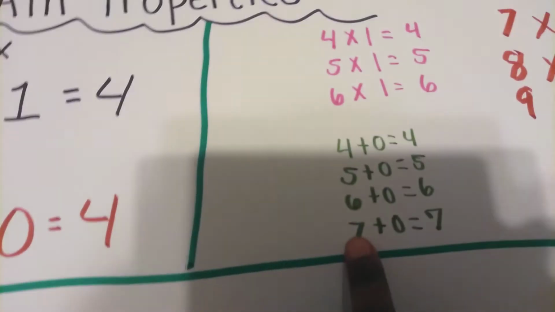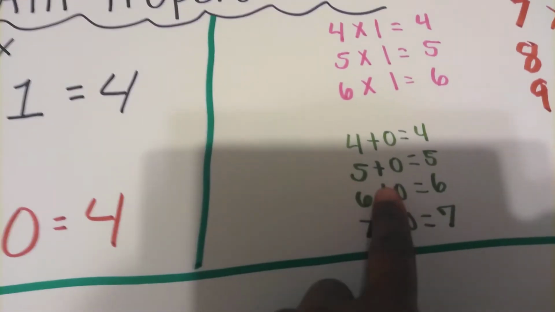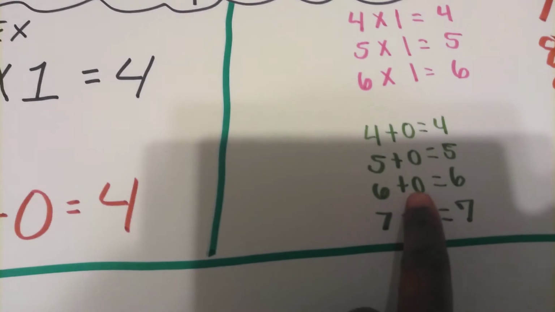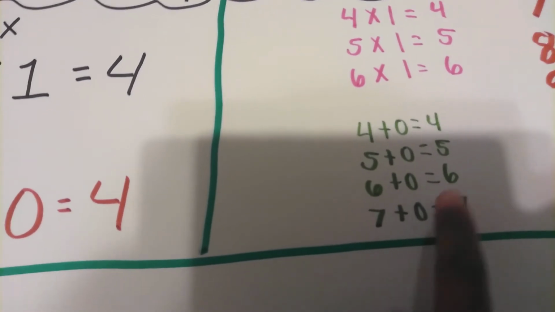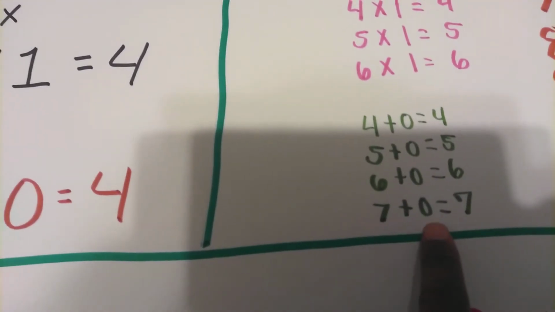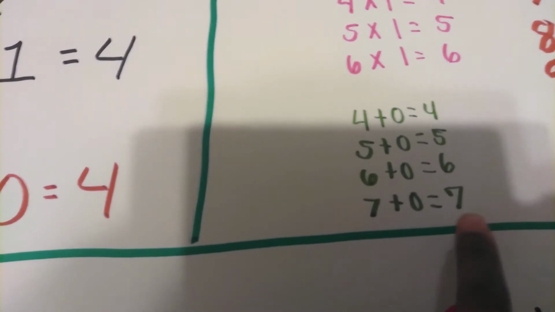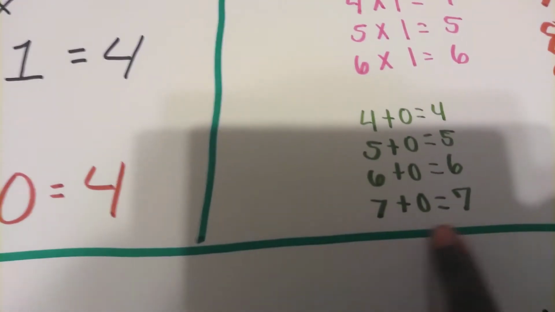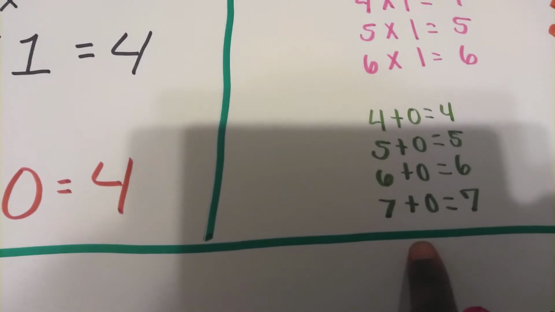Here's a little practice. 5 plus 0 equals 5. 6 plus 0 equals 6. 7 plus 0 equals 7. Each number keeps its identity when added by 0.